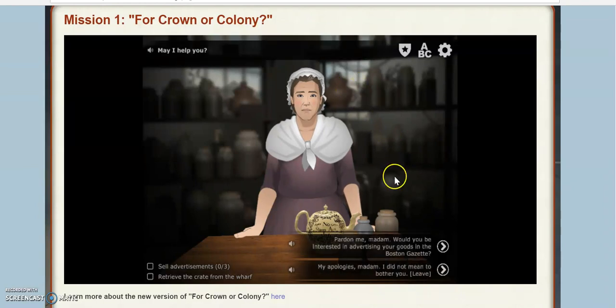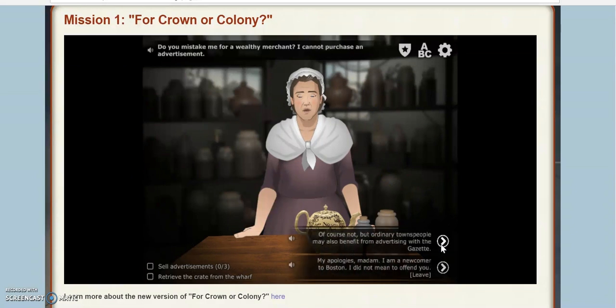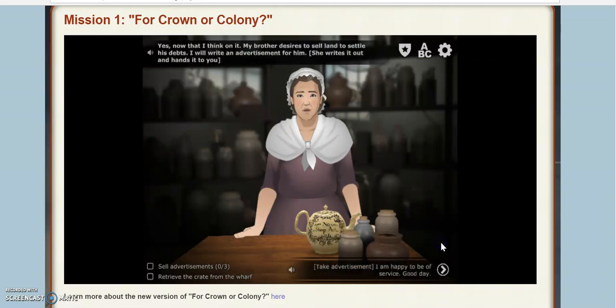May I help you? Do you mistake me for a wealthy merchant? I cannot purchase an advertisement. Yes. And now that I think on it, my brother desires to sell land to settle his debts. I will write an advertisement for him.